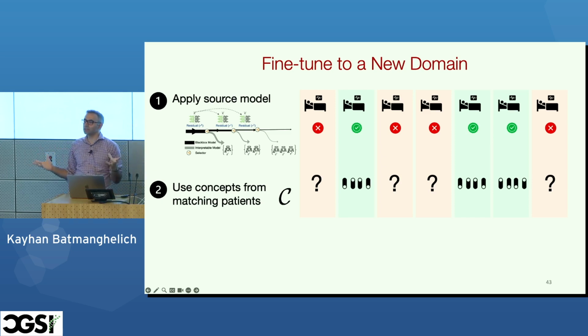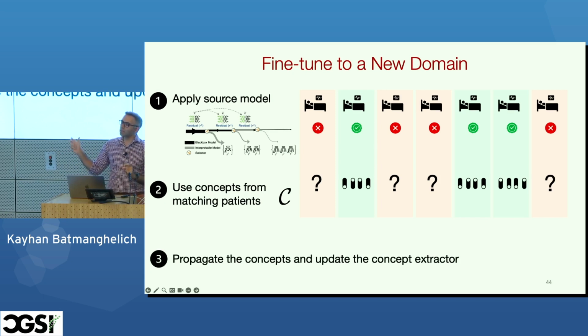So as a result, we end up with a semi-supervised approach because on some of the samples in the test domain, you have the label, you have the concept. For the remaining ones, you don't. And all you need to do is fine-tune your concept extractors, which are simple linear layers, very fast.